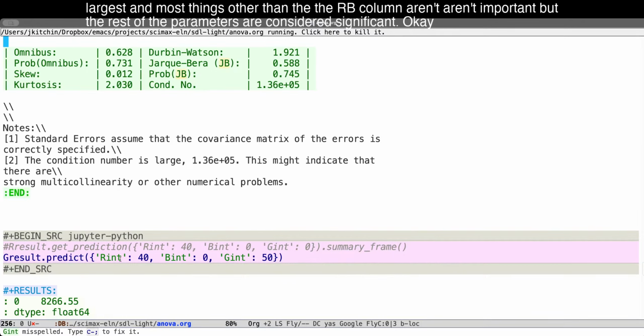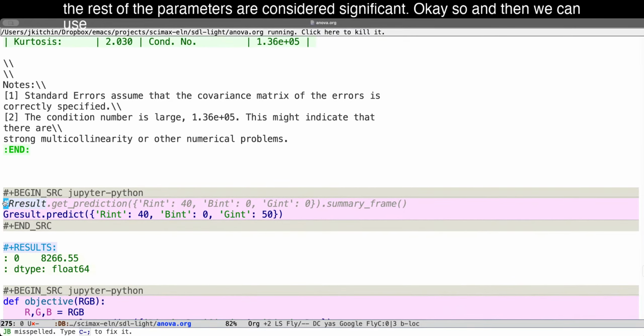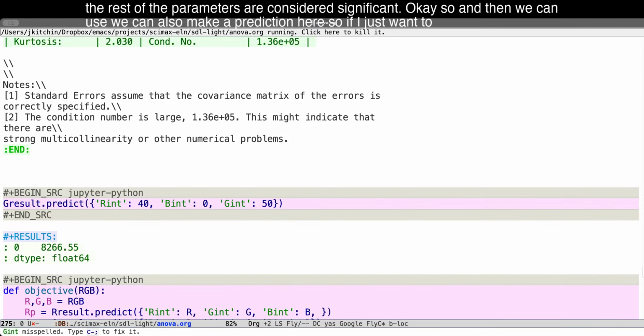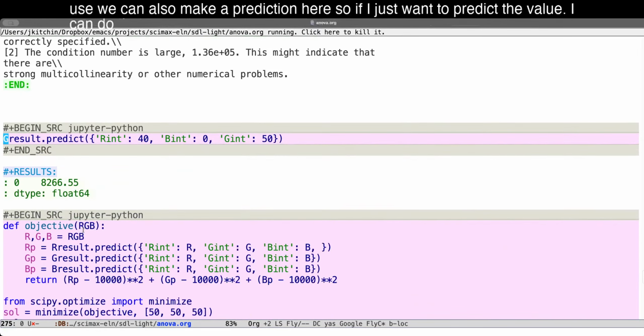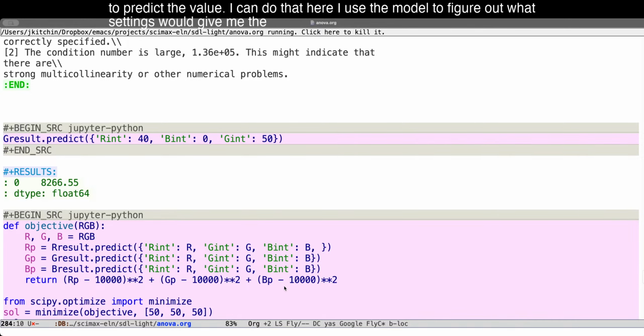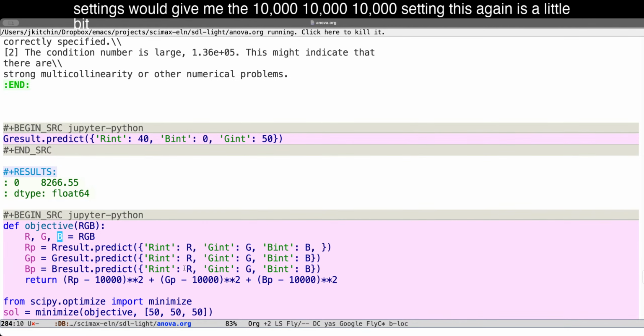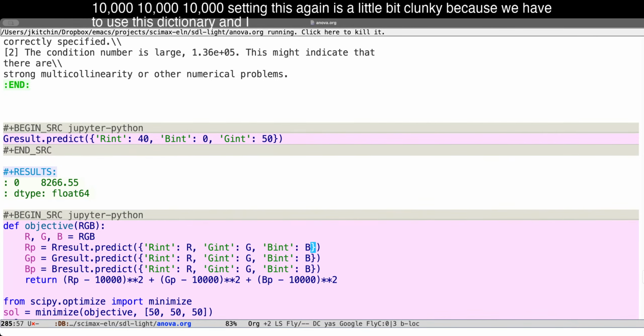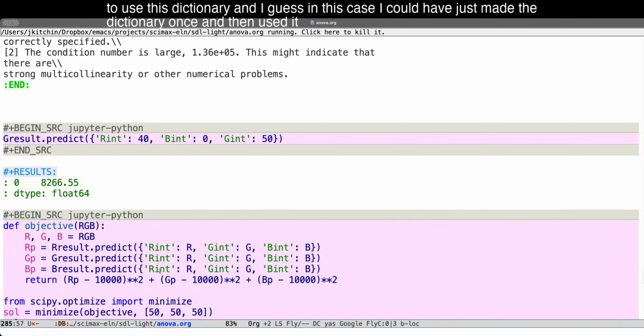Okay, so we can also make a prediction here. If I just want to predict a value, I can do that. Here I use the model to figure out what settings would give me the 10,000, 10,000, 10,000 setting. This again is a little bit clunky because we have to use this dictionary. In this case, I could have just made the dictionary once and then used it over instead of typing it out each time.